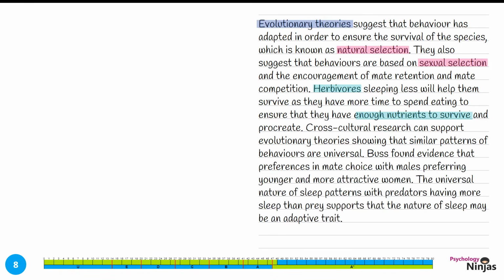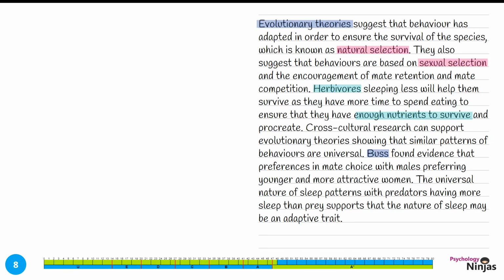Cross-cultural research can support evolutionary theories, showing that similar patterns of behaviour are universal. BUS found evidence that preferences in mate choice, with males preferring younger and more attractive women. The universal nature of sleep patterns, with predators having more sleep than prey, supports that the nature of sleep may be an adaptive trait. We've given specific research that shows that behaviours is universal through BUS.